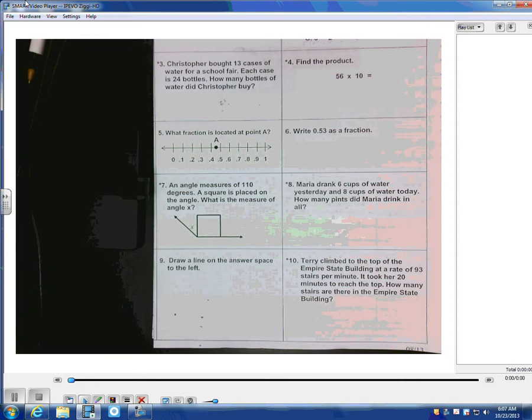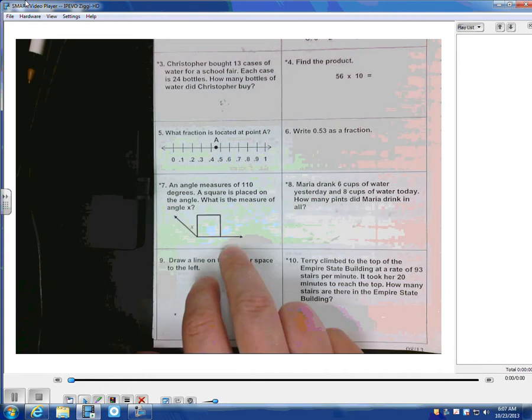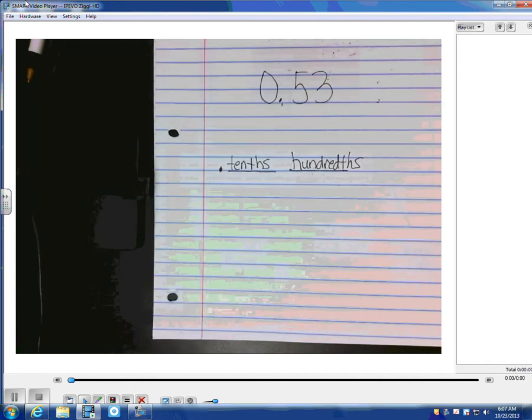Okay, these questions are pretty simple because you write the fraction exactly how you say the decimal. But the key thing is knowing how to say the decimal. So let's look at number 6. So it says write 53 hundredths as a decimal.